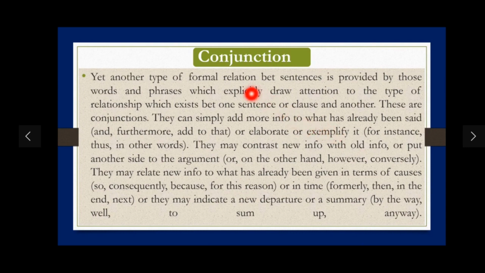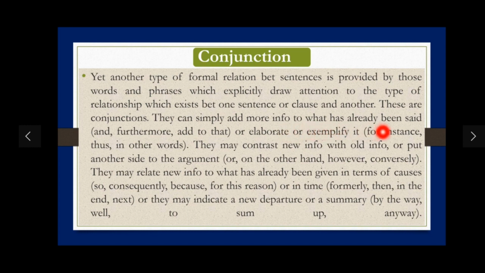Another cohesive device we have is conjunction. Yet another type of formal relation between sentences is provided by those words and phrases which explicitly draw attention to the type of relationship which exists between one sentence or clause and another. So these are conjunctions. They can simply add more information. We use words like in addition, furthermore, for example.